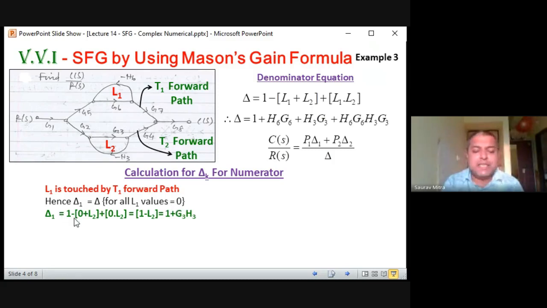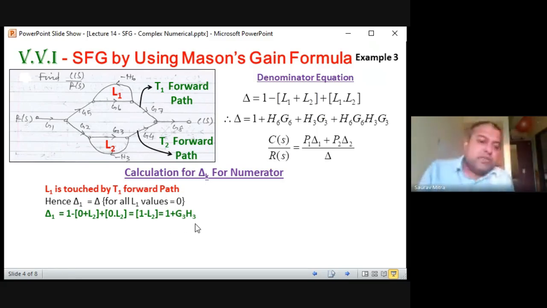That means it will be 1 minus, it was L1 plus L2. So in case of L1 substitute 0, and in case of L2 leave it as it is. So L1 make it 0 and L2 leave as it is. So what you find is delta 1 is equal to 1 minus L2. And what is the L2 value? This is minus G3H3. That means what will be this delta 1 value? 1 minus of minus G3H3, that means 1 plus G3H3.